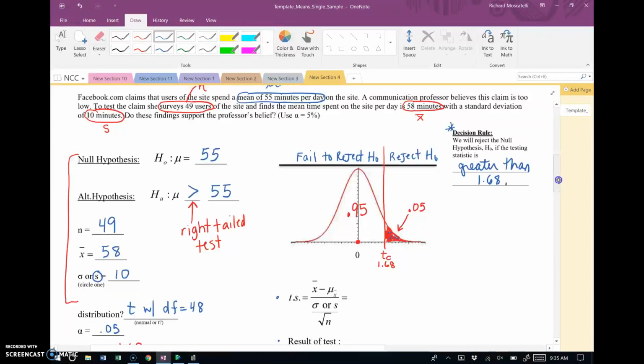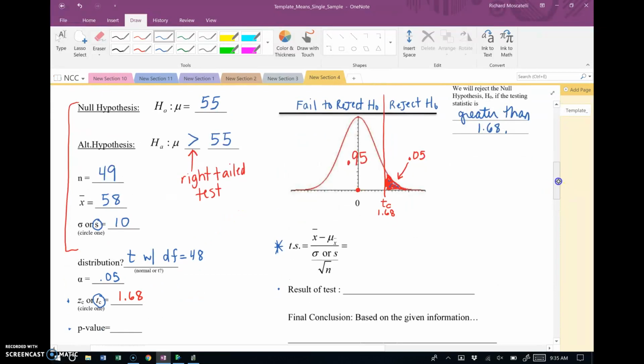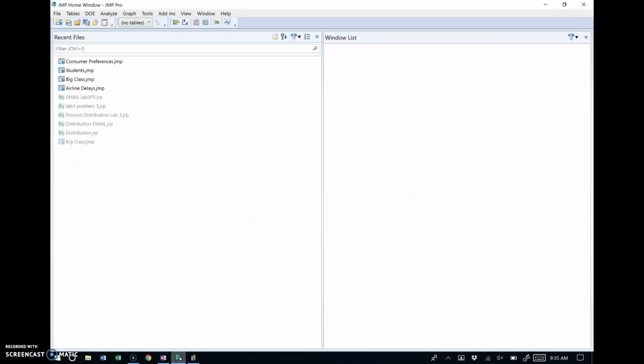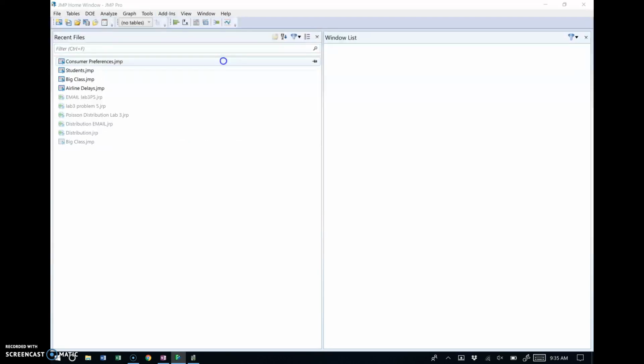So now, what goes on with this? Well, we could crunch this thing by hand and calculate the testing statistic by hand or with the calculator and see where it lands and then pass our judgment. But like I said, JMP's going to do all this for me. So let's go ahead and go to JMP and get this info in here. JMP's going to give us this output. So I'm going to go to JMP. And in our add-ins menu, there's our statistical calculators. And one of them says hypothesis test for one mean. So that's what I'm going to grab.